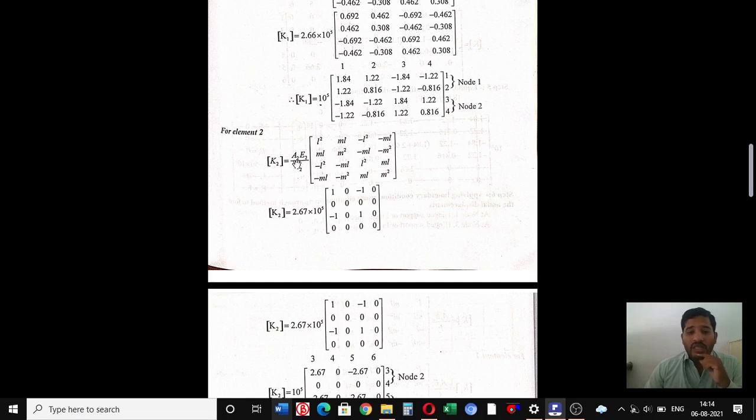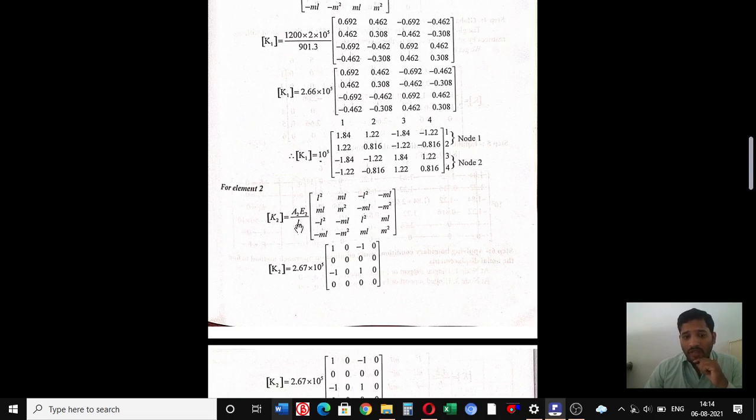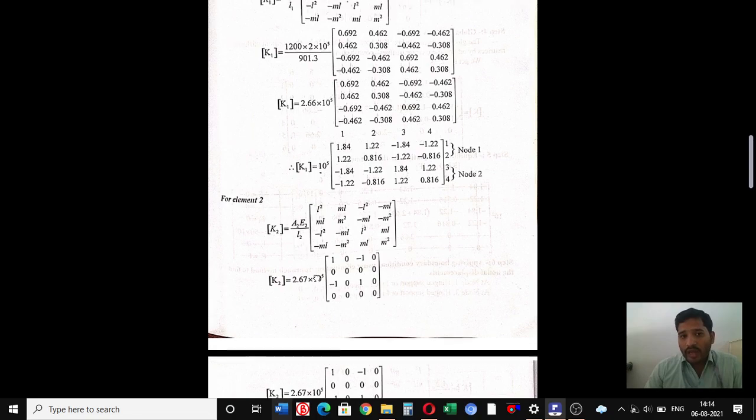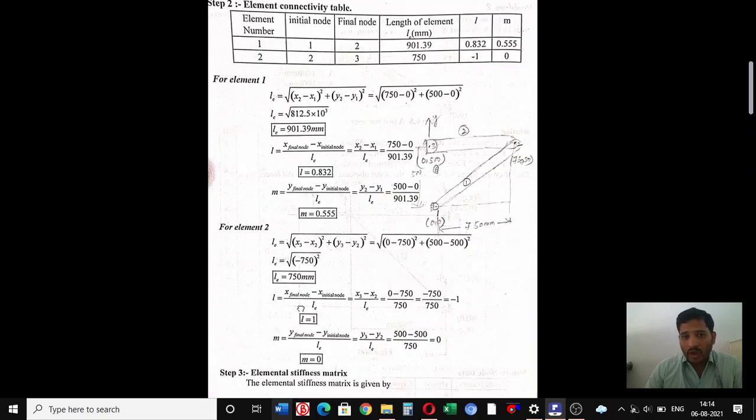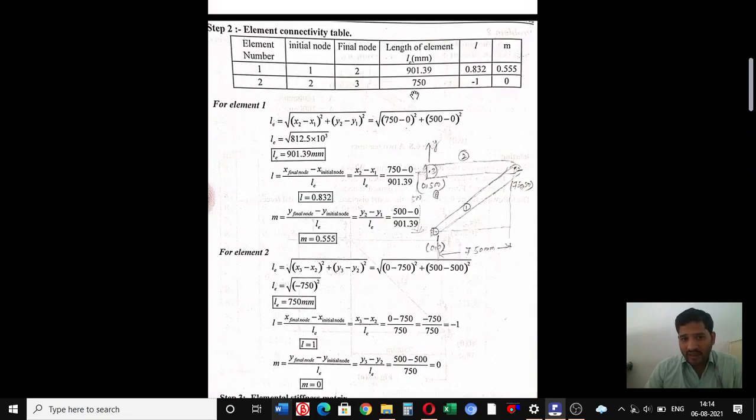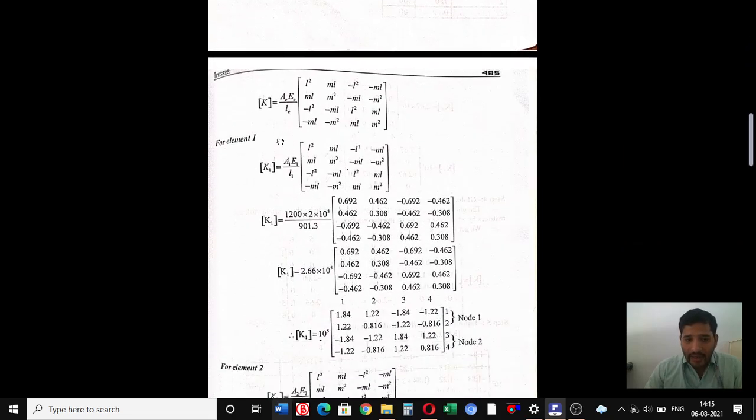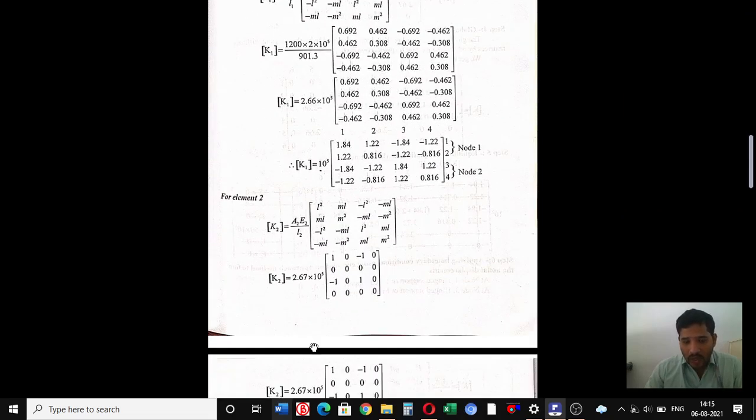Area of the second element, how much did we get here? We got 1000. And modulus of elasticity of the material, how much is there? 2 into 10 power 5. The length of the element L2, how much did we get here? We got 750. If you put in this value, you will get the answer 2.67 into 10 power of 5.